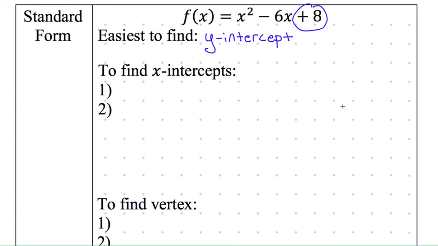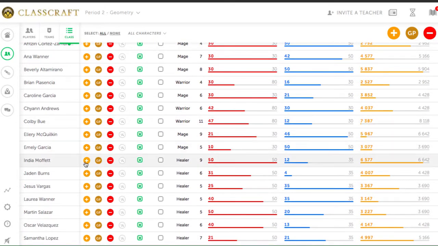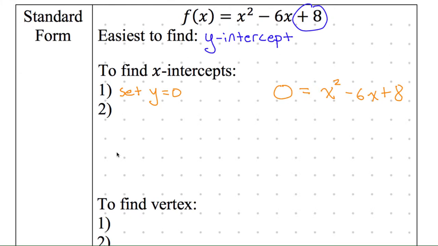India. Yep. So, set y equal to 0. So let's go ahead and do that out here in yellow. We have 0 is equal to x squared minus 6x plus 8. Thank you, India. So the problem with this is that we have both an x squared and an x, which means we need to do some sort of strategy to only get x and x. No x squared.